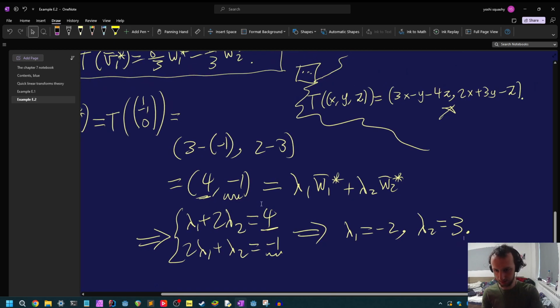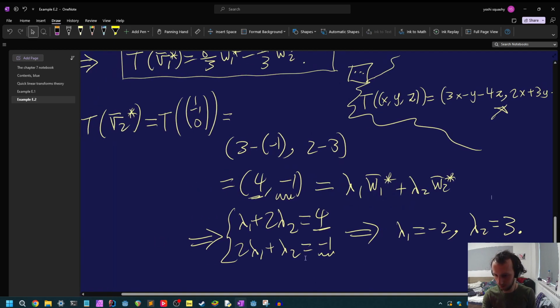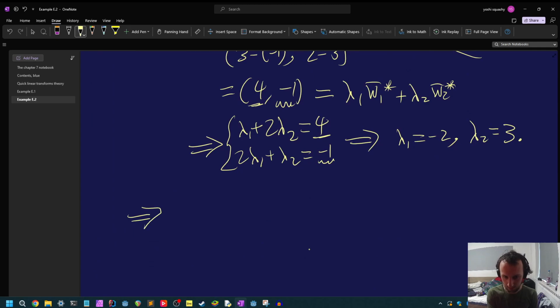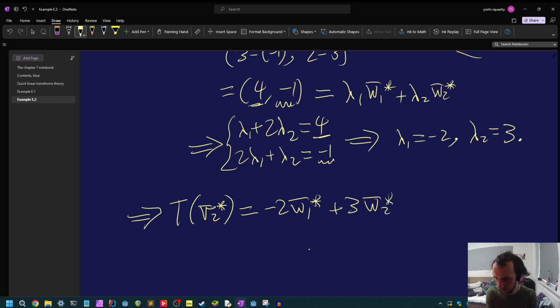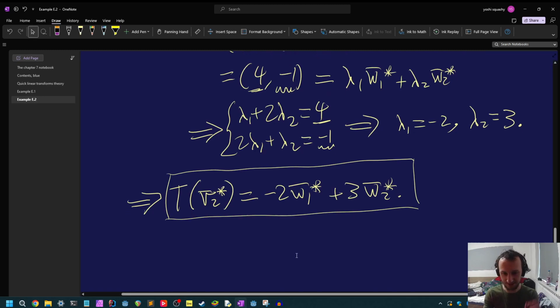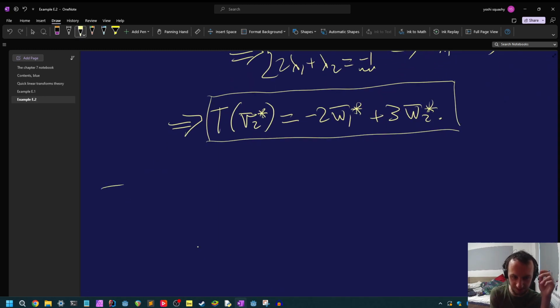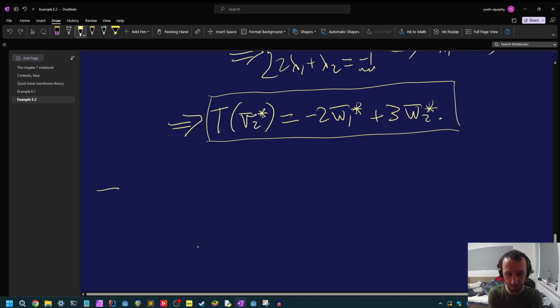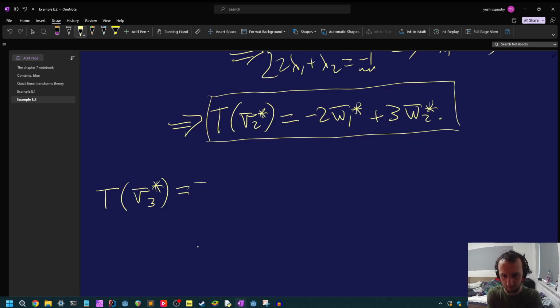So as previously discussed, this indicates that T of v2 star equals minus 2 w1 star plus 3 w2 star. Alright, one more to go. Hopefully you remembered. I probably released the question, maybe my working as well as a PDF, so that might make it easier to follow along. So you can look in the PDF, or you can just remember from the video, or maybe scroll back a little bit in the video. But it was 1 1 1, or just trust me. v3 star is 1 1 1.